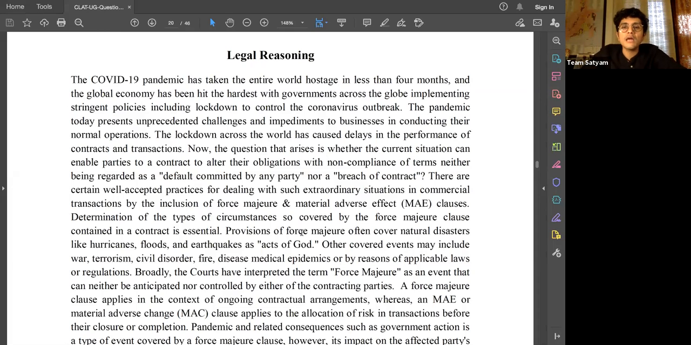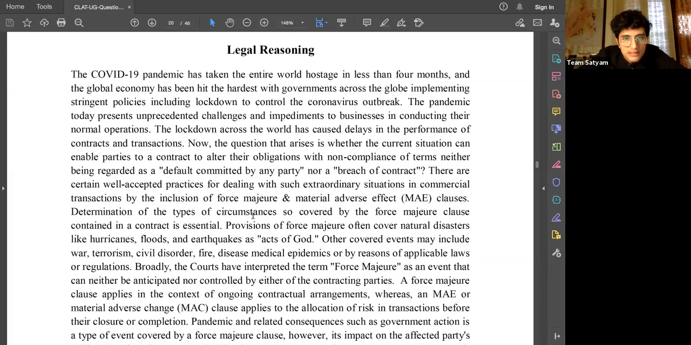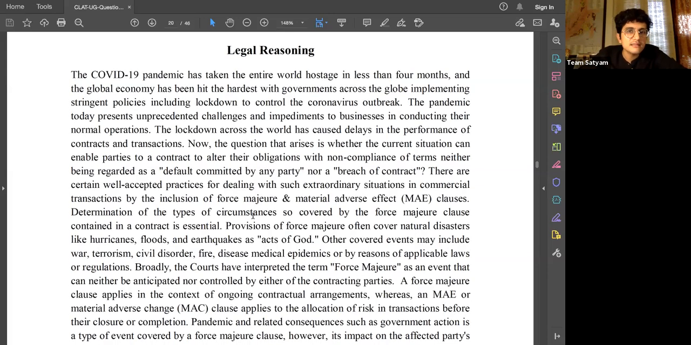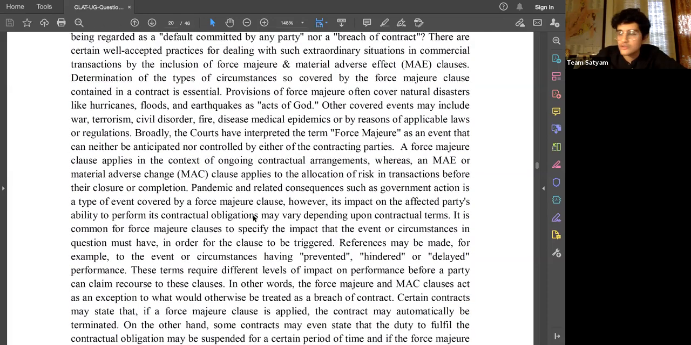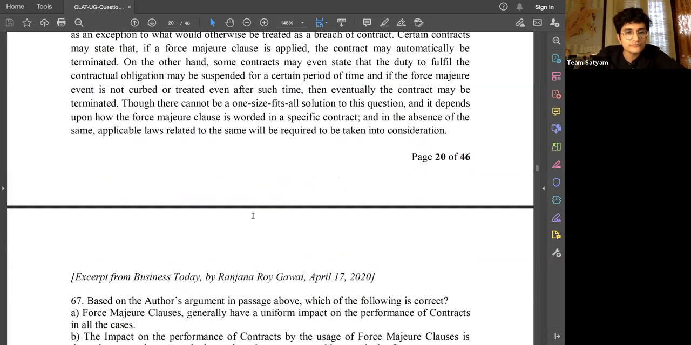Now, the two questions that we have identified as being incorrect, rather, in terms of the answers that have been released by the CLAT consortium last evening for the paper that was conducted yesterday. The first problem that we've identified is in the first passage on COVID-19's impact on contractual arrangements. Let's look at question number 69.